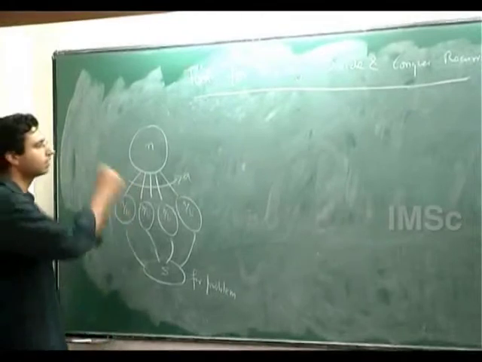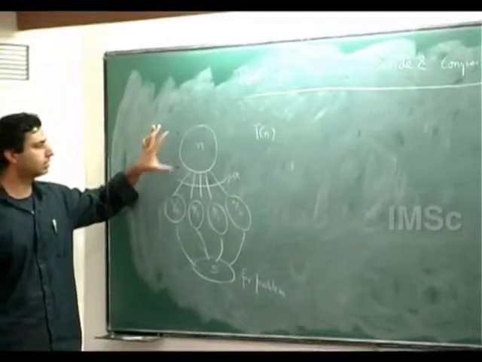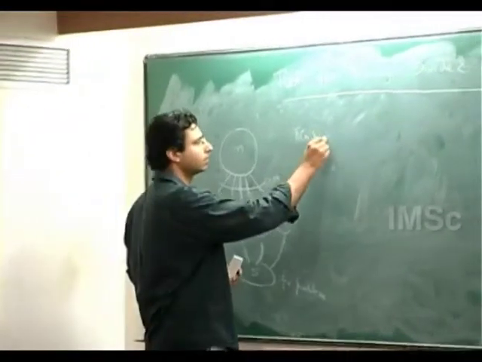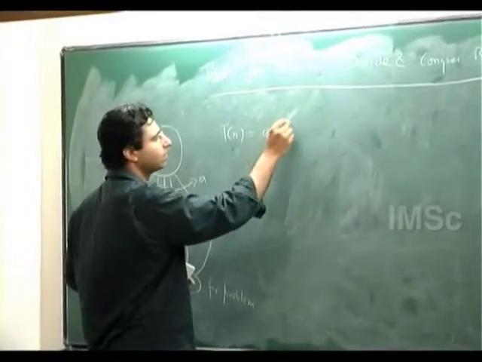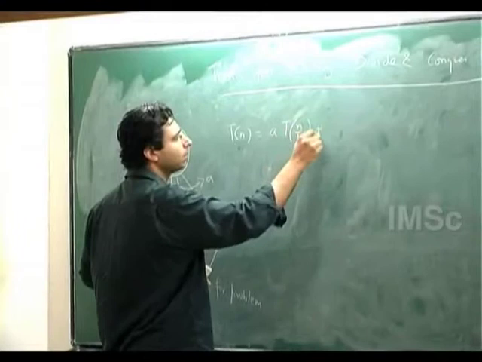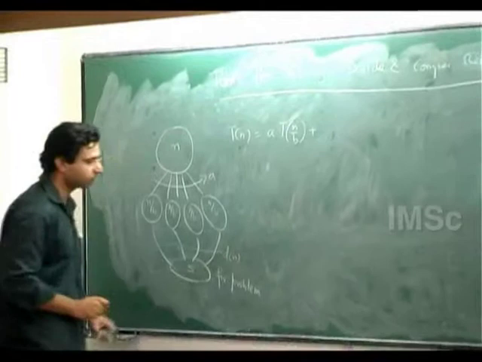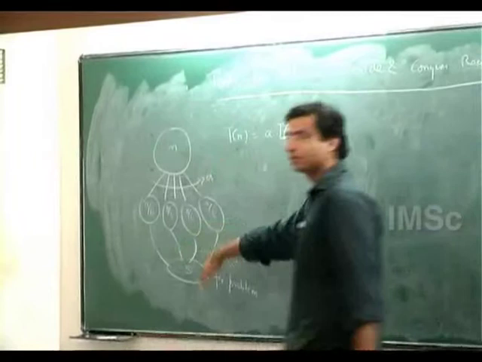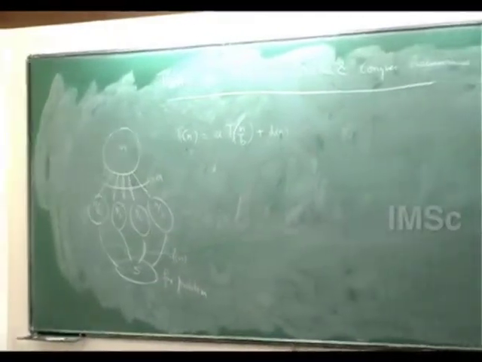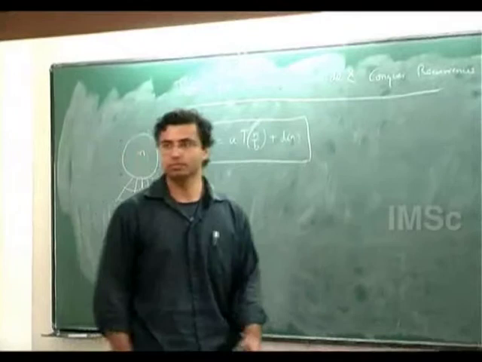So let's say T(n) is the overall complexity of solving the problem for size n. Then the recursion is: to solve this problem of size n, I need to solve A problems of size n by b, plus I need to do some work, let's say given by some function d of n, to combine the solutions to each of these small parts. So in general what we want to do is solve recurrences of this form.